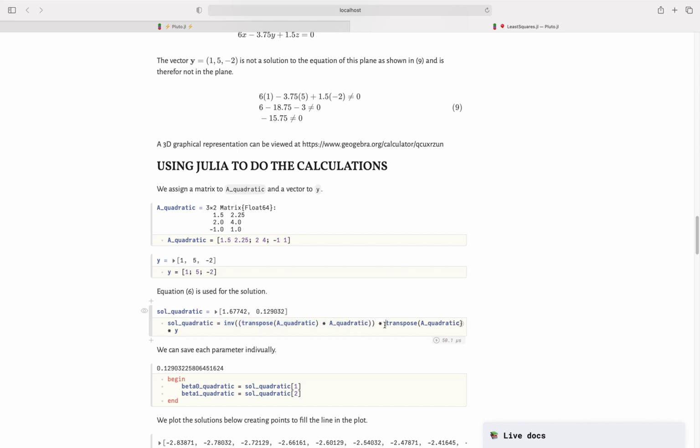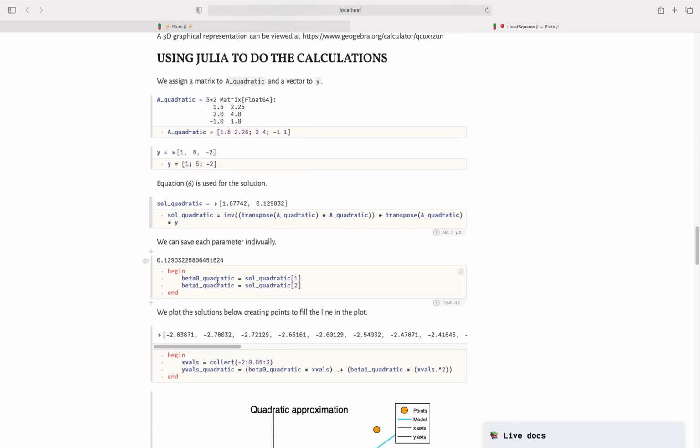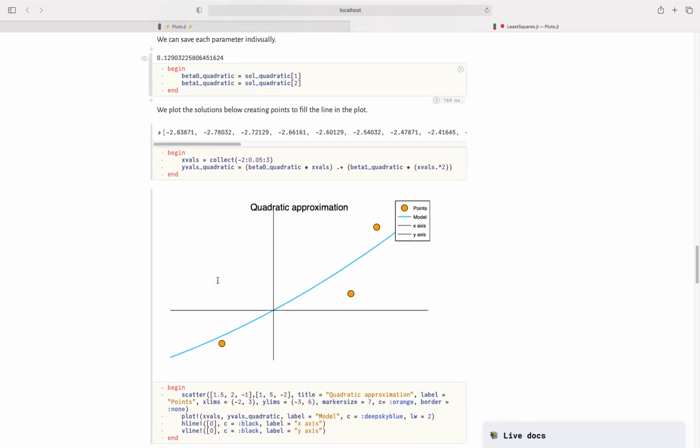If I take that inverse and I multiply it by the transpose of my matrix, and I multiply that with y, I'm going to get the solution, and it's going to be a 2 by 1 matrix. In other words, a column vector with 2 elements. And it's going to be, very neatly for us, beta sub 0 and beta sub 1. So what I'm doing in this cell here, I'm just saving them individually, so that I can plot this, that we can see here.